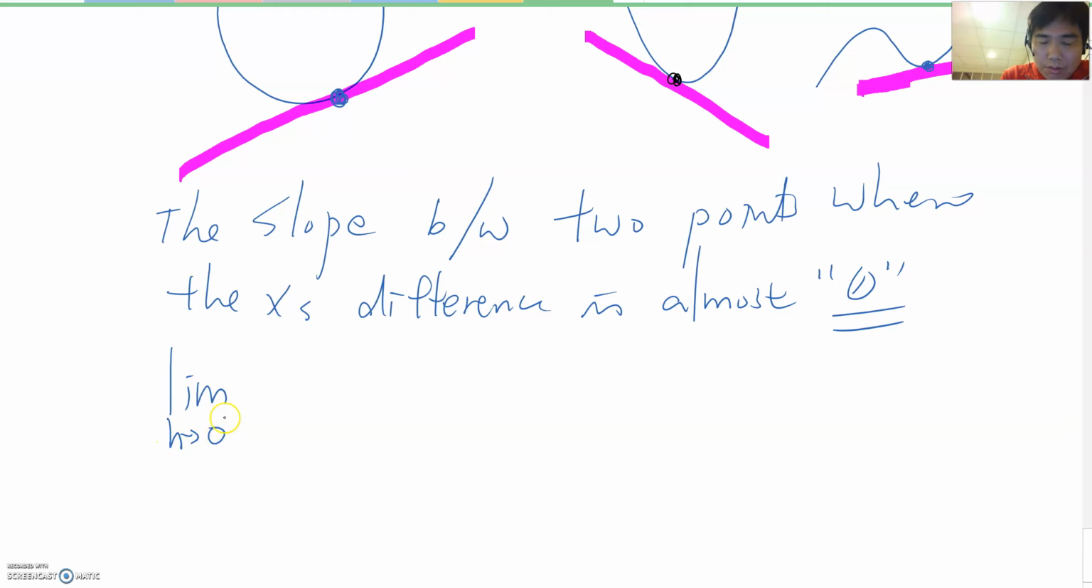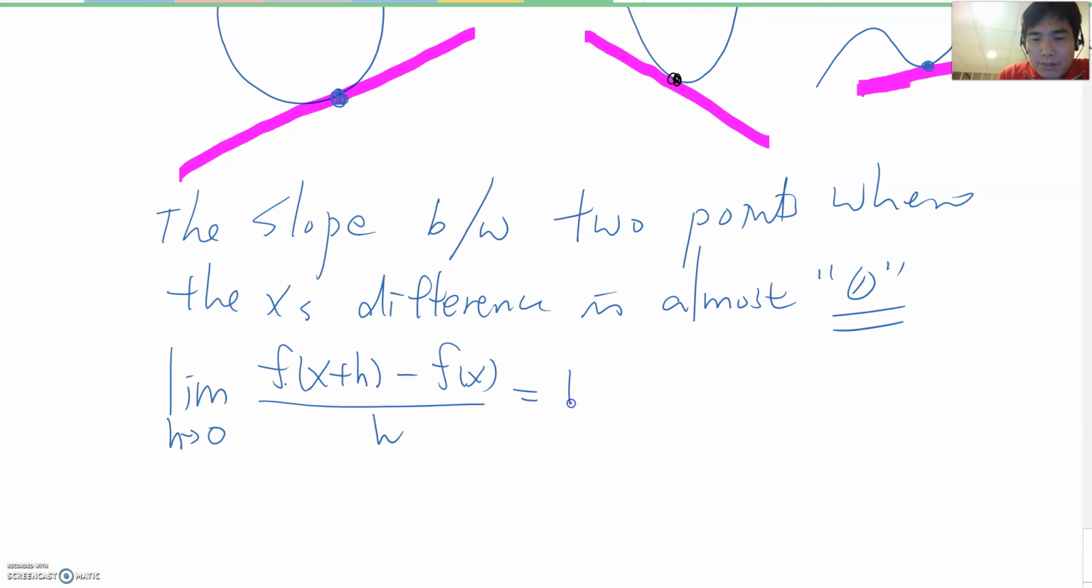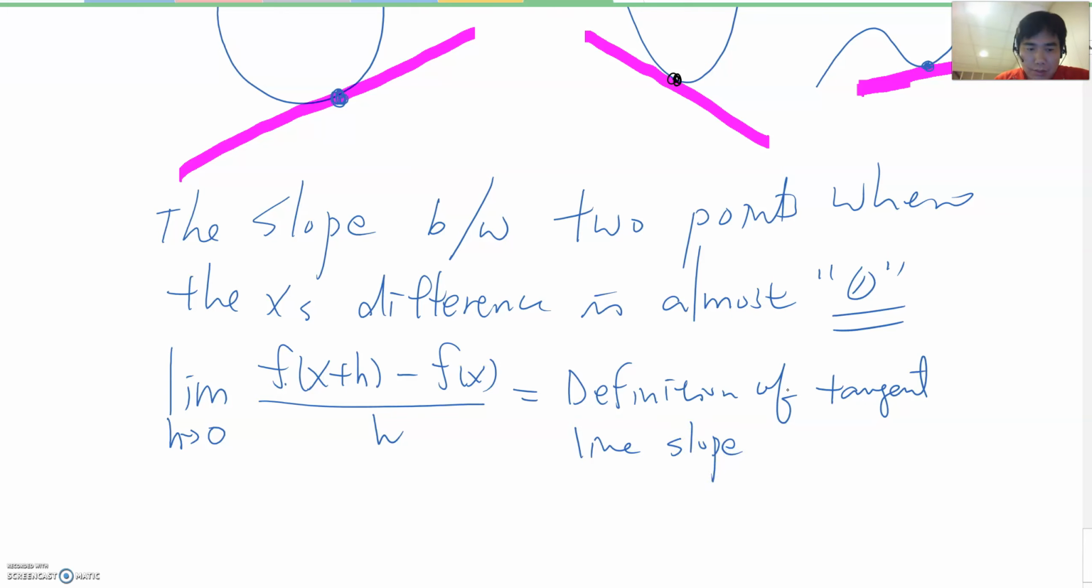So h is going to 0, and the difference quotient, f(x plus h) minus f(x) over h, is basically the definition of tangent line slope. Make sense to you? Okay.